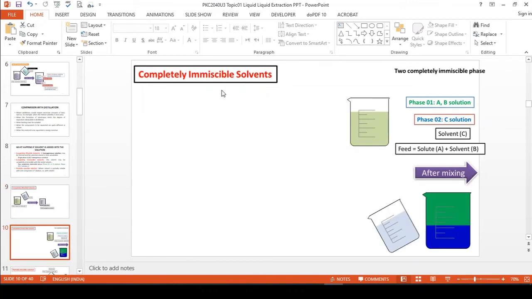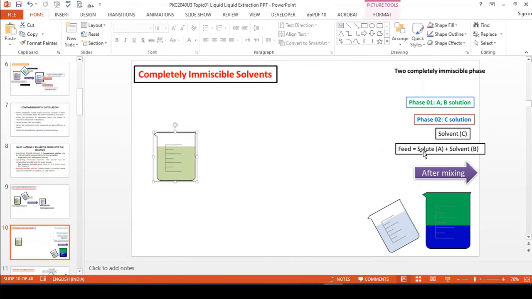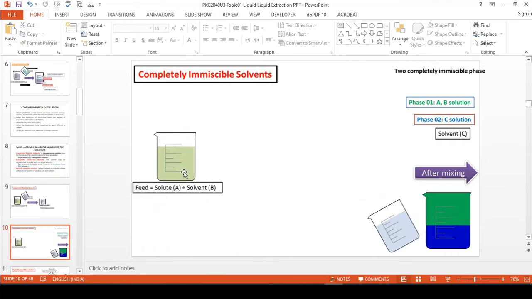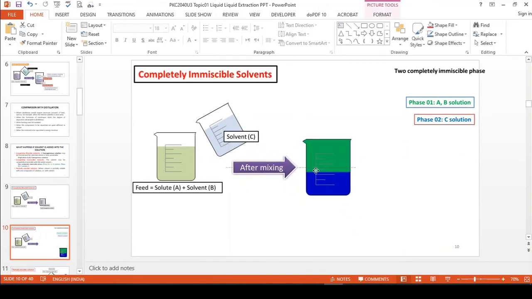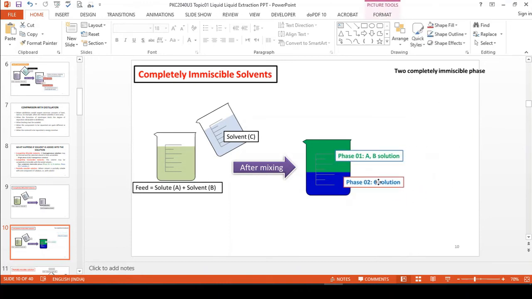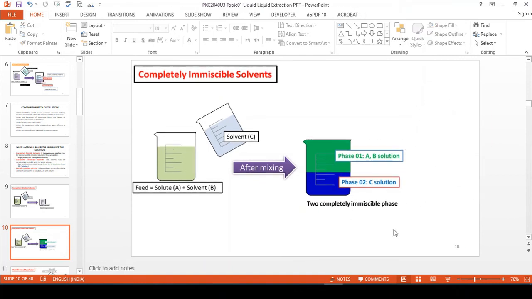Coming to the second option, that is completely immiscible solvents. What it means is that, for example, this is our feed where solute A and solvent B are there. We add a third material, a solvent C, and after mixing there are two distinct phases, and in these two distinct phases only A is distributed, since C and the carrier solvent B are both immiscible. So we can obtain in phase 1 only A and B, and in phase 2 C in the solution. So these are two completely immiscible phases.